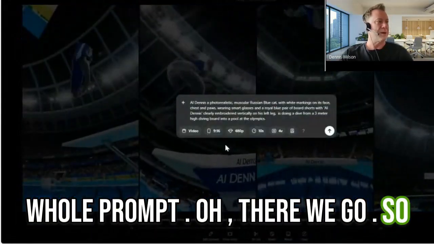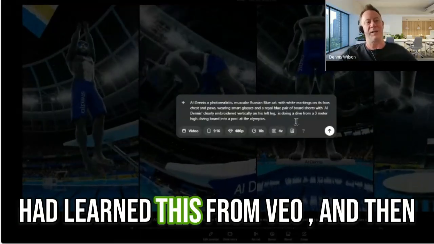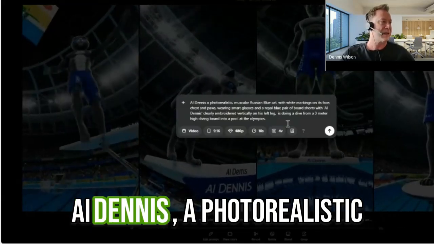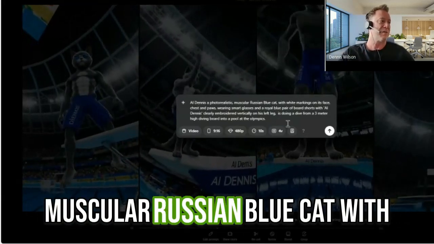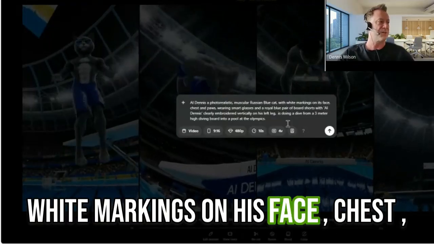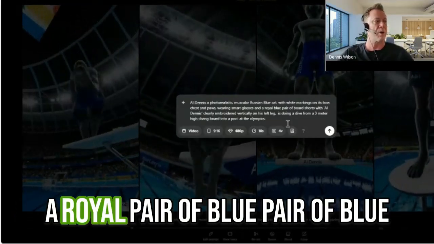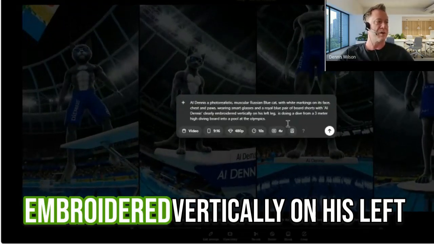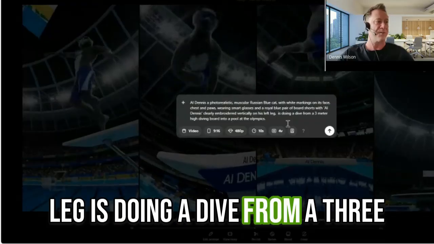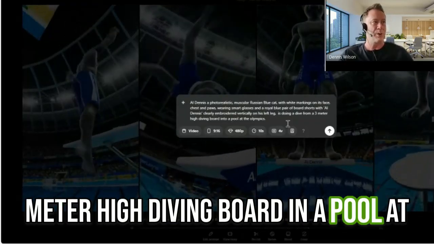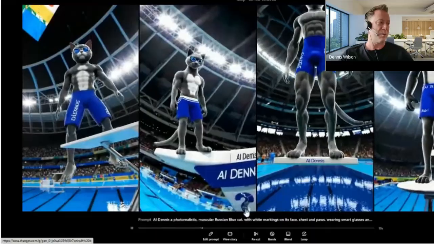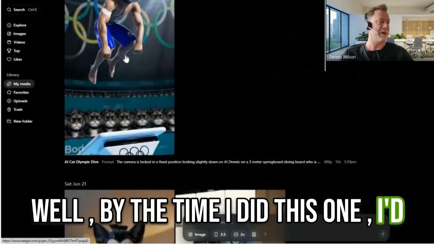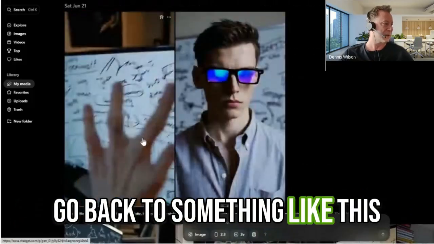Oh, there we go. So this is where I finally got to, and I had learned this from VO, and then I started trying to apply it to here, and it made things a lot better. So AI Dennis, a photorealistic, muscular Russian blue cat with white markings on his face, chest, and paws, wearing smart glasses and a royal pair of blue board shorts with AI Dennis clearly embroidered vertically on his left leg, is doing a dive from a 3-meter high diving board in a pool at the Olympics. But it started with much, much more basic prompts. Well, by the time I did this one, I'd already learned a lot. So we have to go back to something like this.